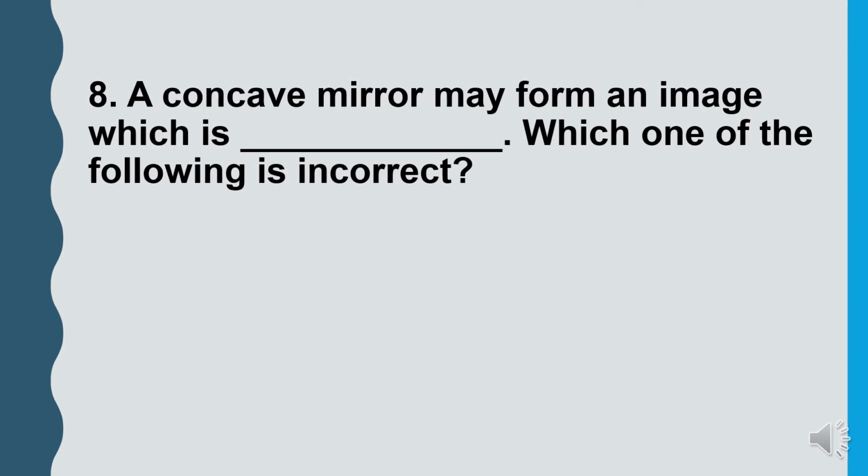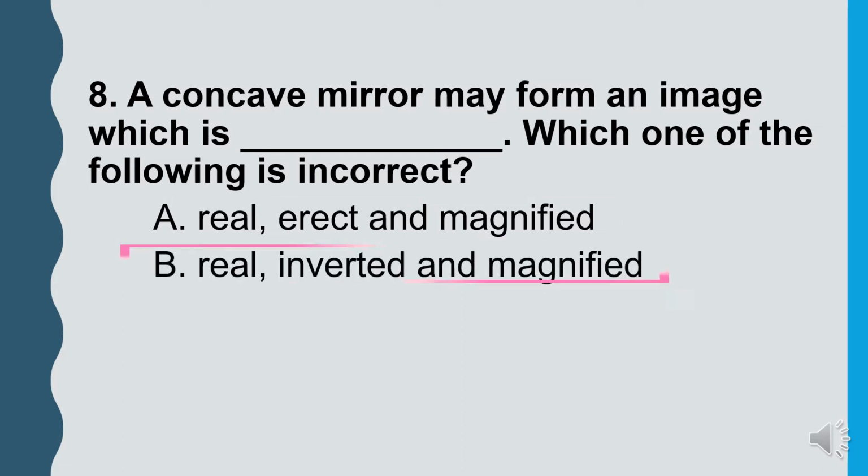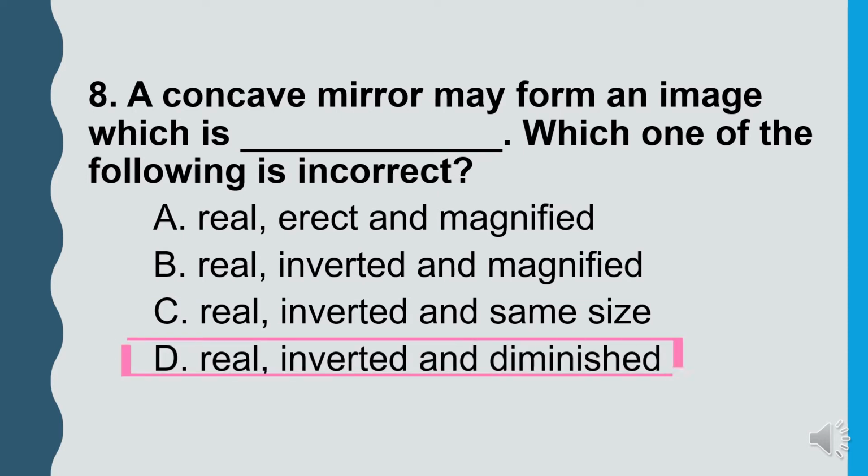8. A concave mirror may form an image which is blank. Which one of the following is incorrect? A. Real, erect, and magnified. B. Real, inverted, and magnified. C. Real, inverted, and same size. D. Real, inverted, and diminished.